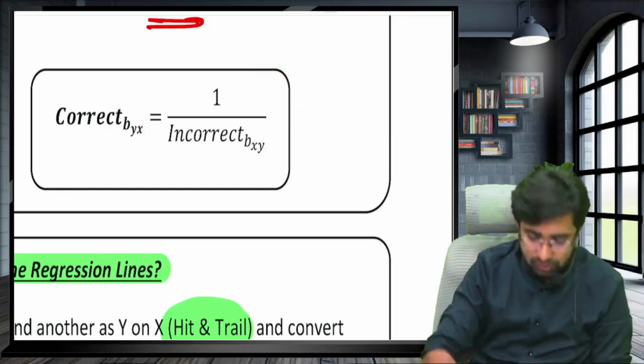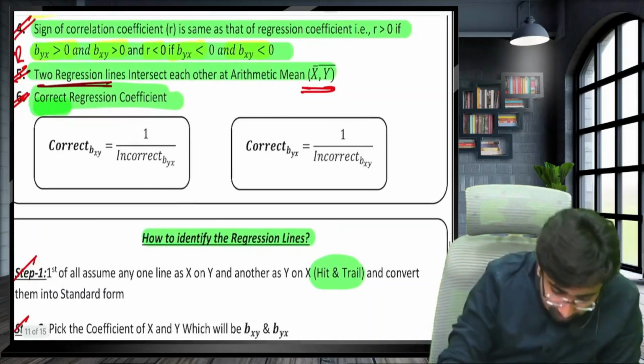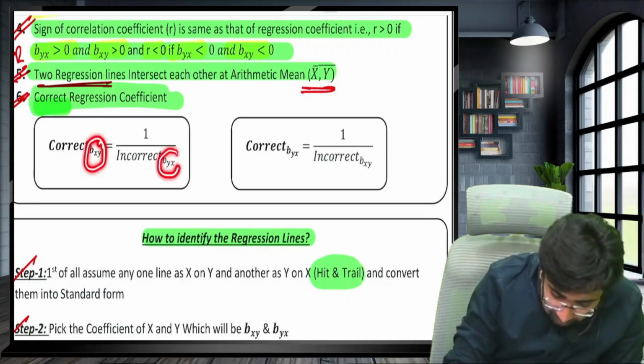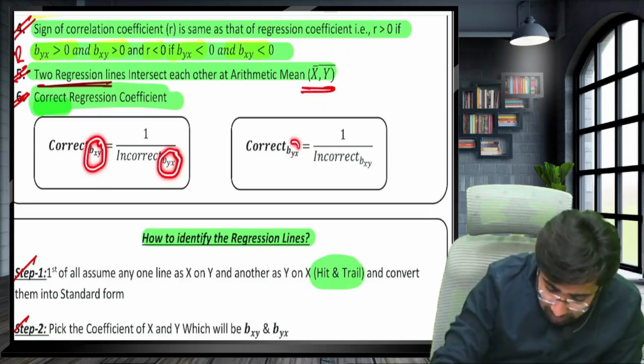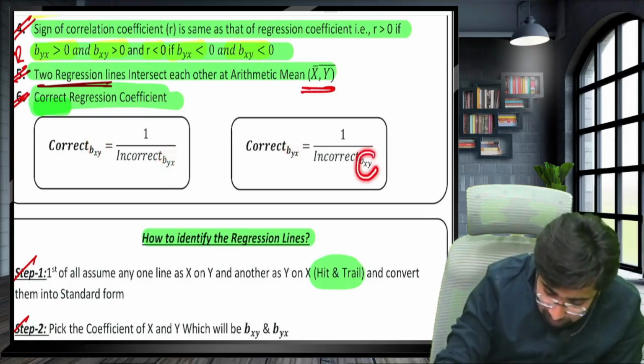Guys, is this one clear? Can you keep this in mind? There is a flip. If you want x on y, take the reciprocal of incorrect y on x. If you want to compute correct y on x, take the reciprocal of incorrect b x on y.